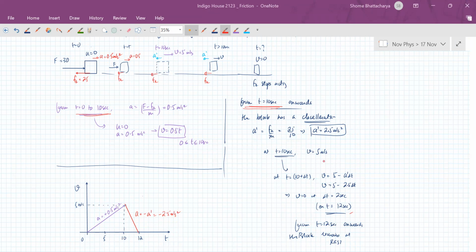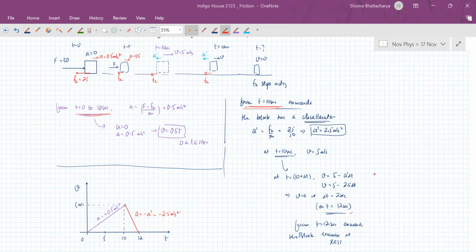V at 10 seconds is how much? 5 meters per second. So now if I see some time after 10 seconds, 10 plus delta t, this deceleration of 2.5 meters per second square is acted for how much time? Delta t time. So the velocity will be the initial velocity, which is now the velocity at 10 seconds, minus a prime into delta t. That is how much time I've gone beyond 10 seconds.